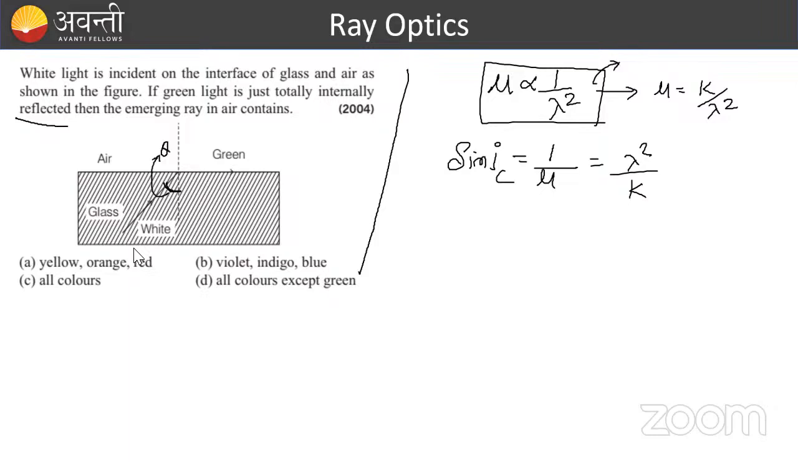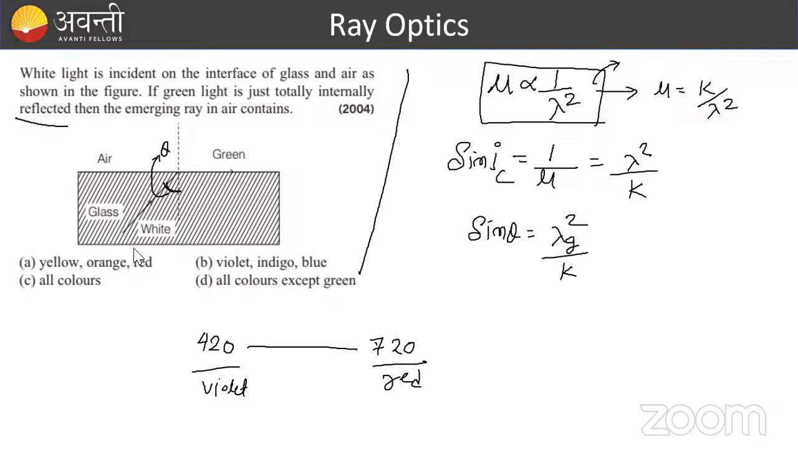So for green light, suppose the value of this angle is theta. So for green light, this theta is equal to how much? Sin theta is equal to lambda of green squared by k, like that. And for other colors of light, in the visible spectrum, if you remember, wavelength of light will vary from 420 to 720 something. And higher wavelength being red and lower wavelength being violet, and other colors will be in between.